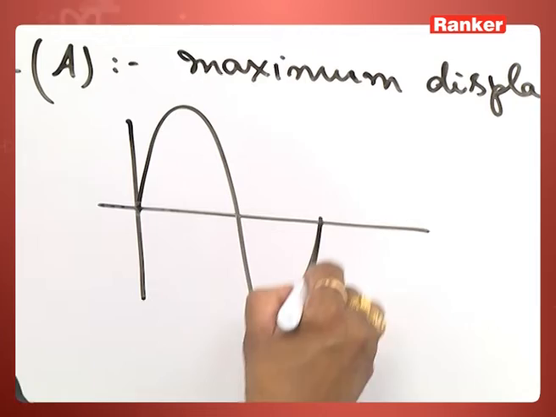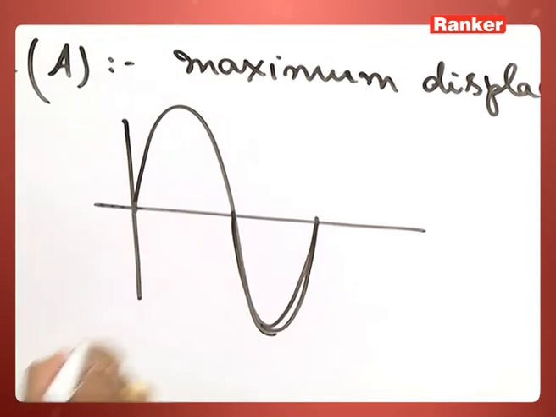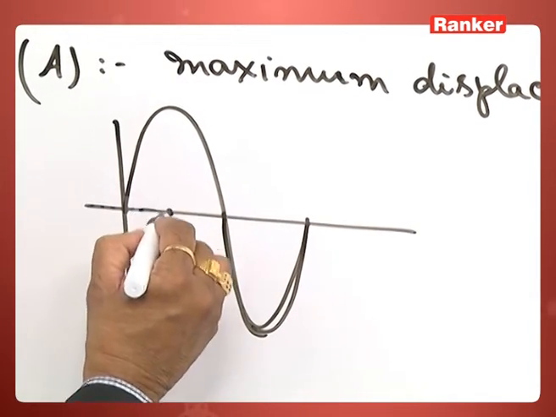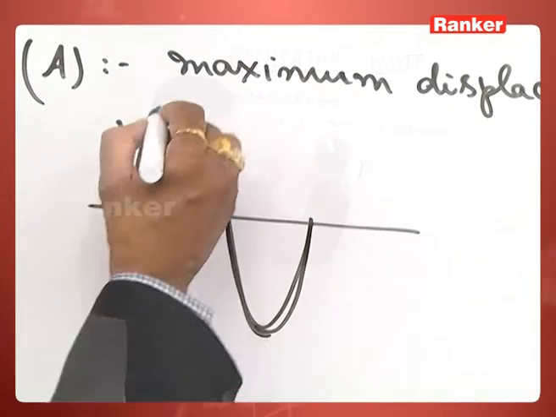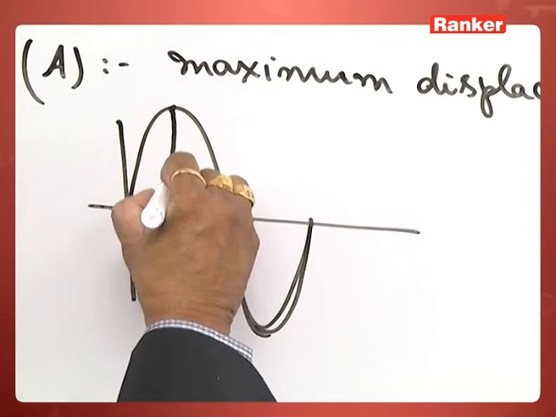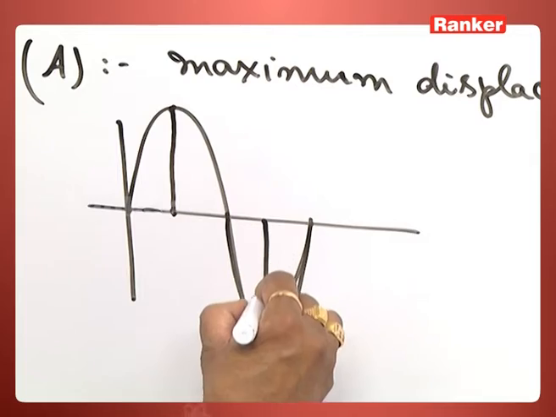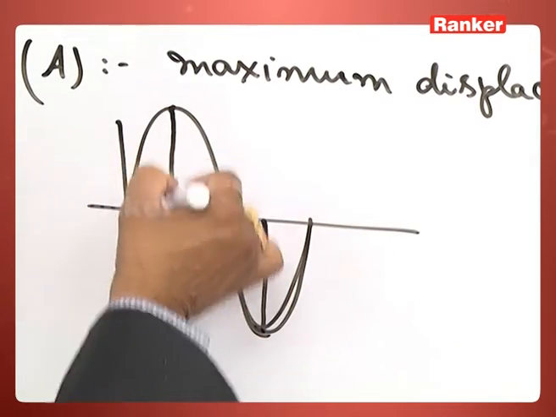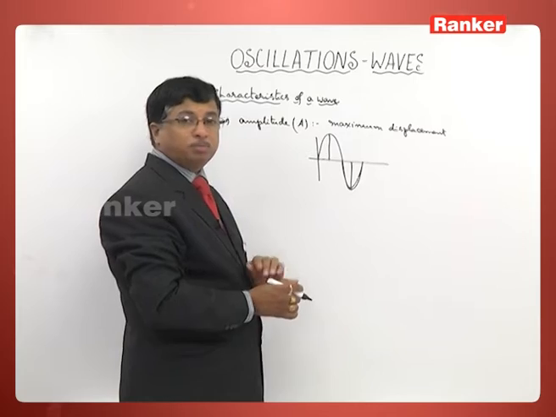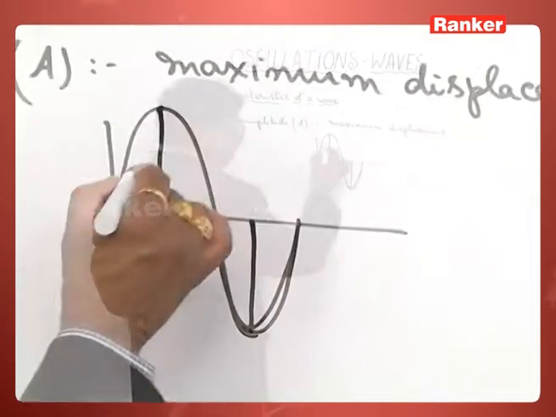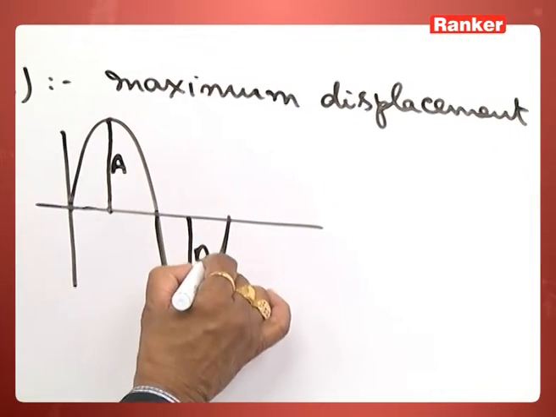Suppose I consider a wave like this. Each and every particle is vibrating whenever the wave is being formed. There will be one point in the crest and one point in the trough which is going to have the maximum amplitude, that is, the maximum displacement from its mean position of rest. That is what we represent by amplitude.